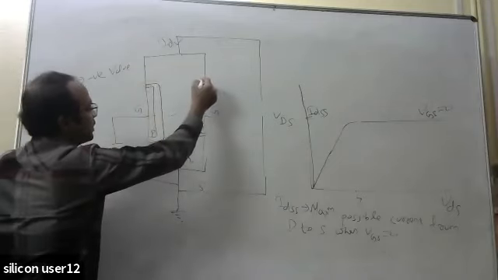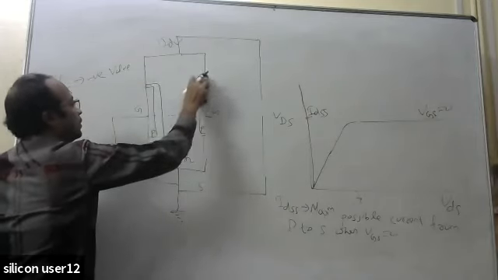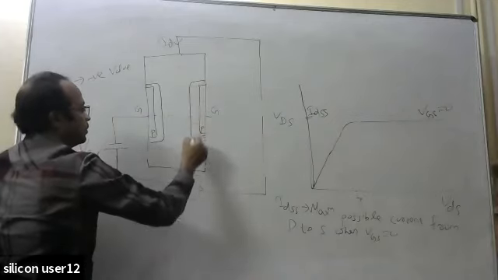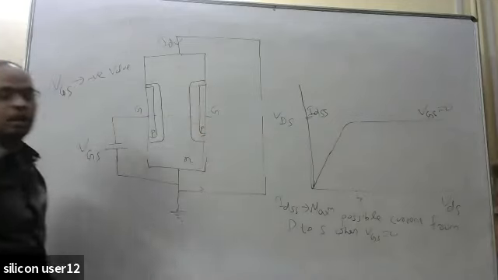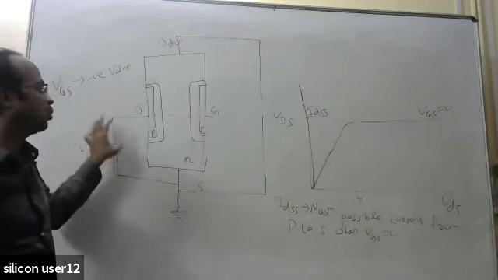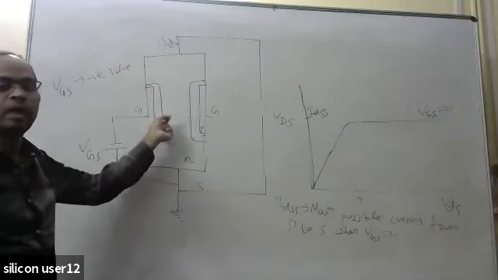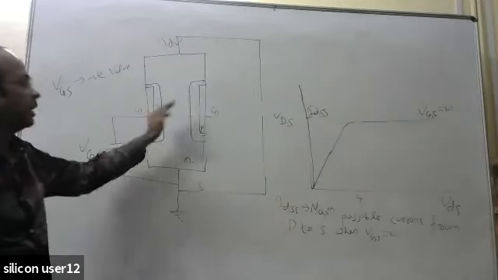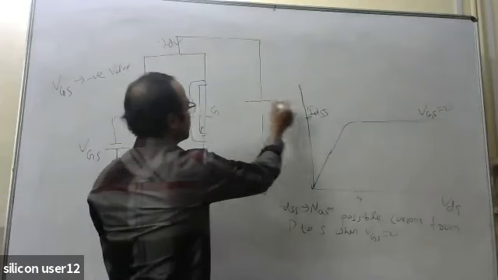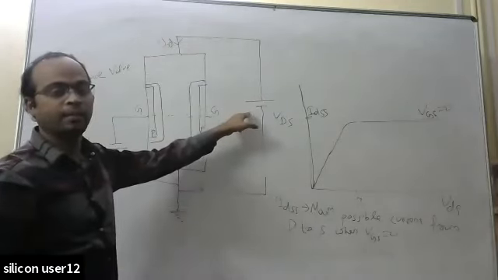Now it is thicker, and on the right side also it is thicker. So in the beginning condition, if I am applying VGS equal to -1 volt, at that time itself the depletion region has been widened a little bit. Now let us say I'll start with VDS. I applied a voltage here, suppose 1 volt. The same phenomenon will occur.